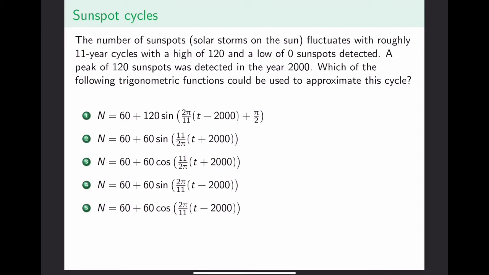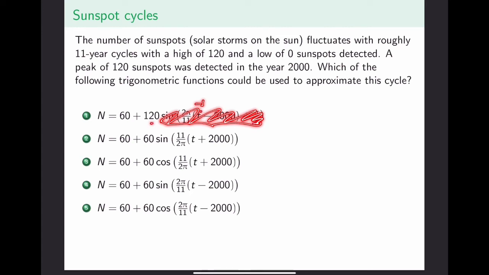As in the previous problem, I can actually use the lows and the highs to eliminate the different possibilities. So I was told that the low is of 0 sunspots detected, so my lowest point overall has to be at 0. And this first function here, if you graph it or if you simply analyze it, let's take a look. The smallest the sine can be is -1. So this whole thing, the smallest value it can take is -1.